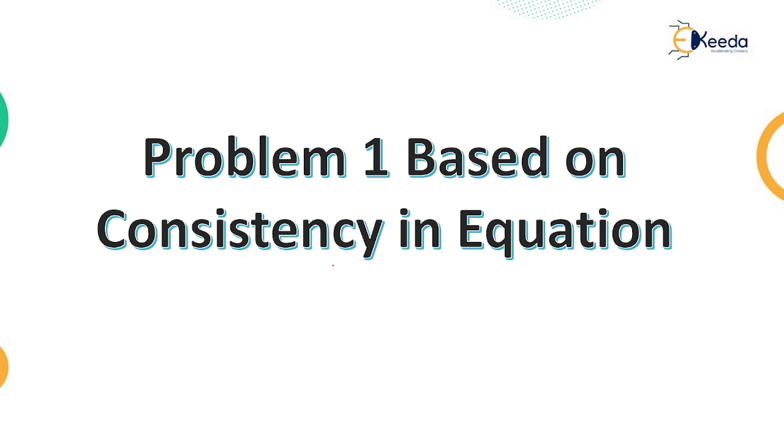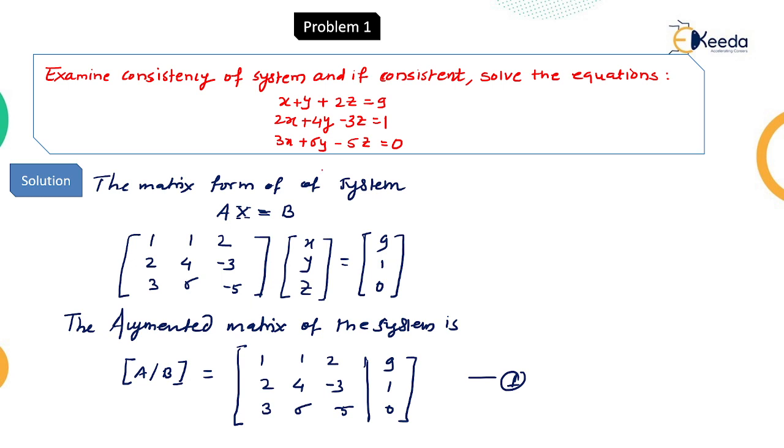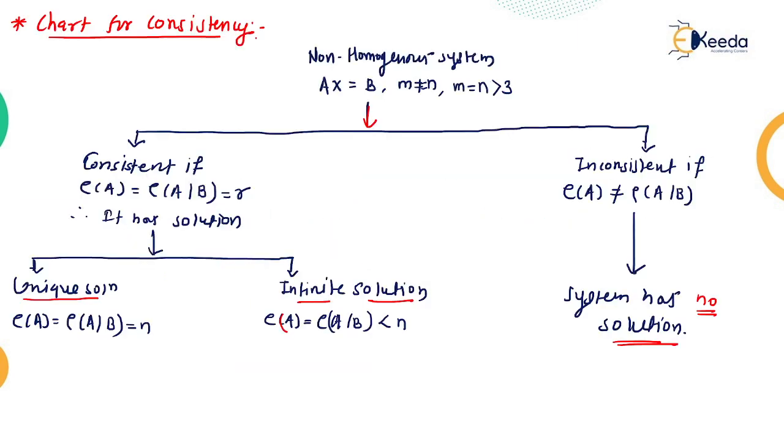Now let me start the first problem based on consistency in linear equations. Problem number 1: examine the consistency of the system, and if the system is consistent, solve the equations. We first have to check whether it is consistent or inconsistent. So what is the condition for consistency and inconsistency? Let's see, this is the chart for consistency.